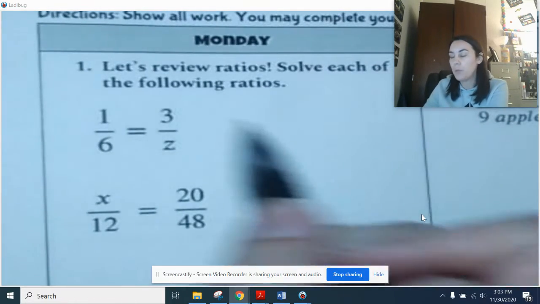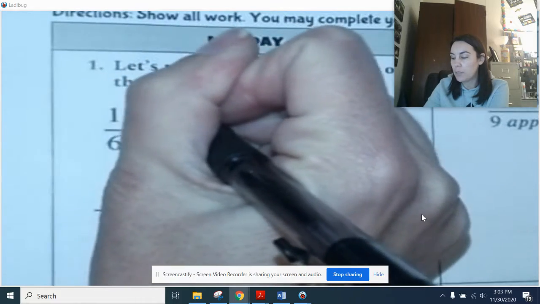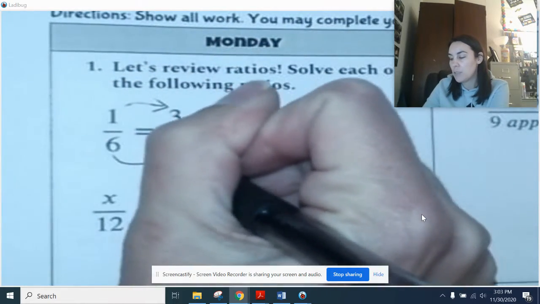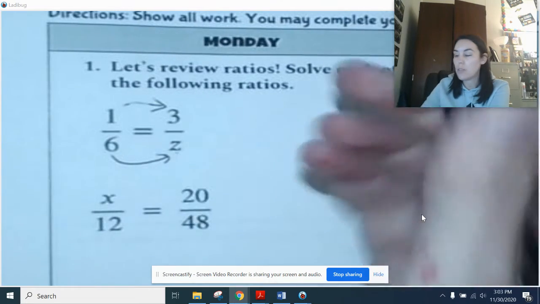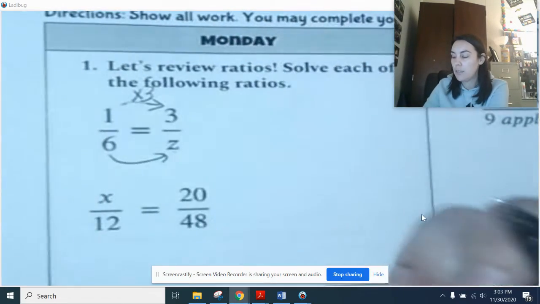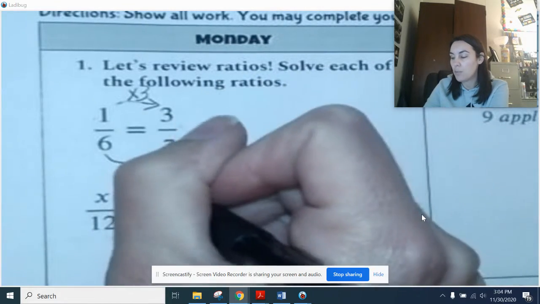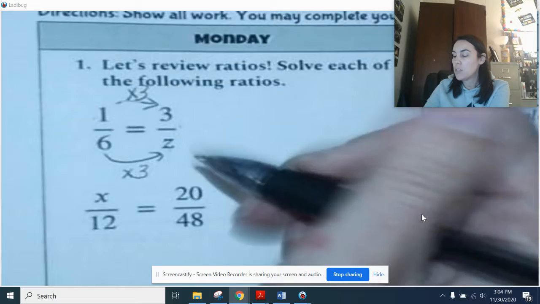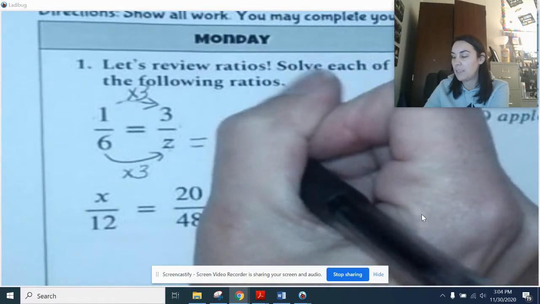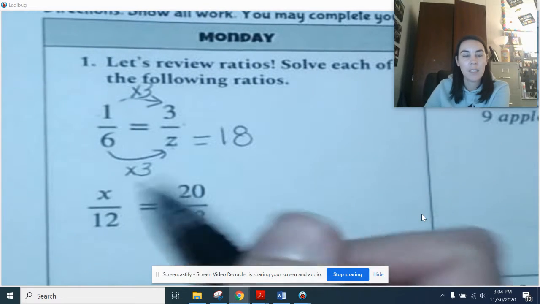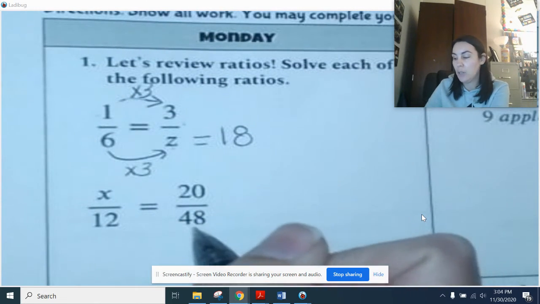So we're reviewing ratios from the beginning of the year. Remember, the golden rule in ratios is what we do to the top, we have to do to the bottom. So you are trying to figure out what is z. Z is our unknown. So this was 1 times 3. So that means if I multiply this by 3, to keep it equivalent, I have to multiply this by 3. So 6 times 3 is 18. So z equals 18.